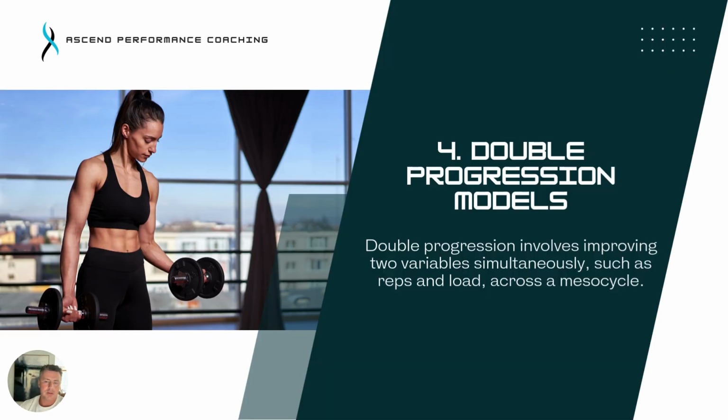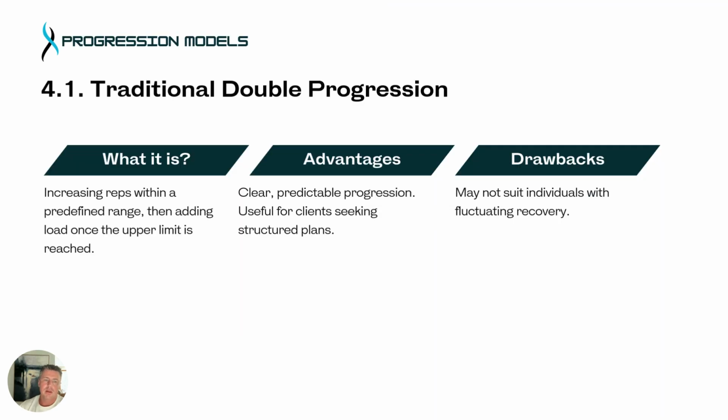Now, here's a way that we can do a double progression model, which will involve basically improving two variables at once. A traditional double progression is this: you increase reps within a predefined range and then add load once the upper limit is reached. It's clear and predictable, and it's useful for clients seeking structured plans. It may not suit some individuals with fluctuating recovery, but because you're using a rep range, it does allow for it in most situations. So I will generally use this more than any other progressive overload method, and you'll see this used in all the programs that we have. I'm a massive fan of this one because it's simple to use. It encourages people to keep on getting better every single time and gives them very clear guidelines on what to do.